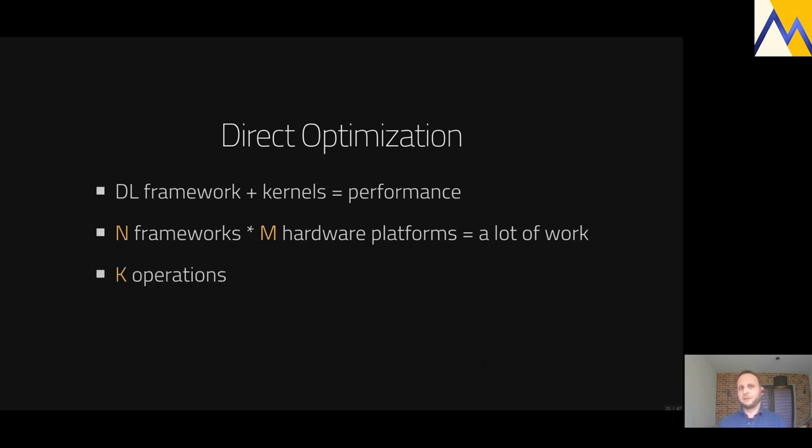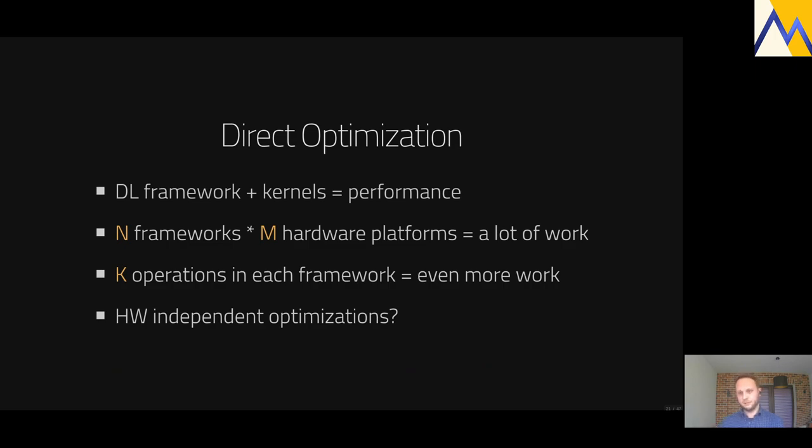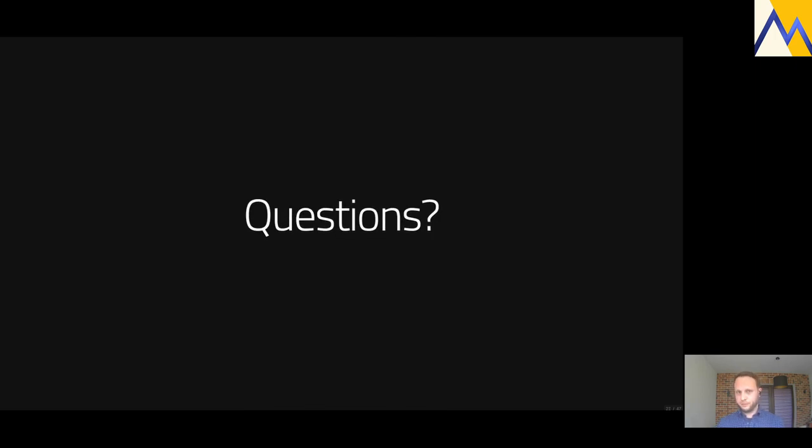We have K operations. Like I said, in ONNX itself, it's 166 operations. So if each is supposed to be implemented in each framework and be performant, then we're getting even more work to do. And it's quite repeatable from one framework to another. And there is one more problem. Perhaps something hardware independent can be done if we're talking about optimizations. And yes, this can be done. But before we go further, we'd like to ask if there are any questions.